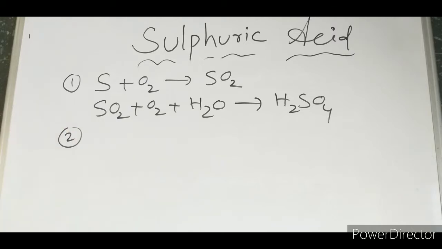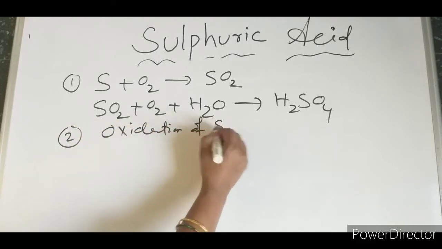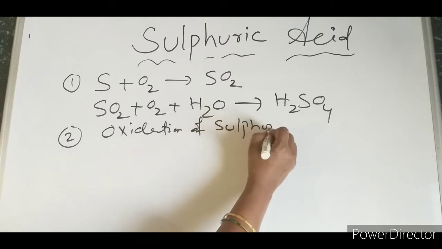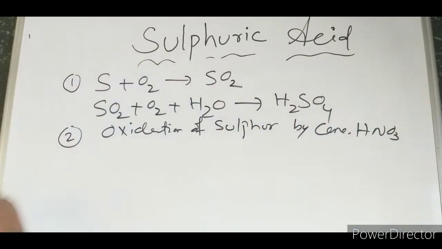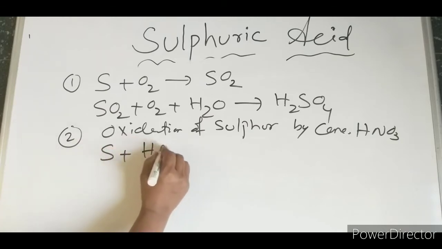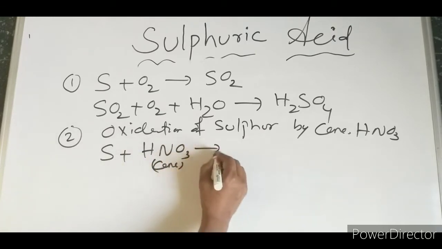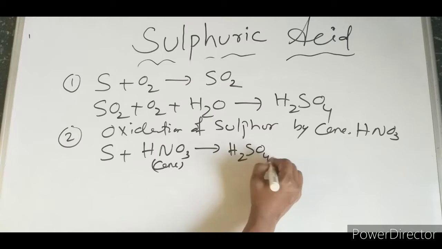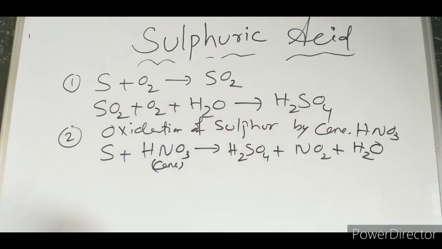What will be the second method of preparation? The second method is oxidation of sulfur by concentrated HNO3. If we take sulfur plus HNO3, this HNO3 must be concentrated. It gives rise to H2SO4, along with nitrogen dioxide and water.